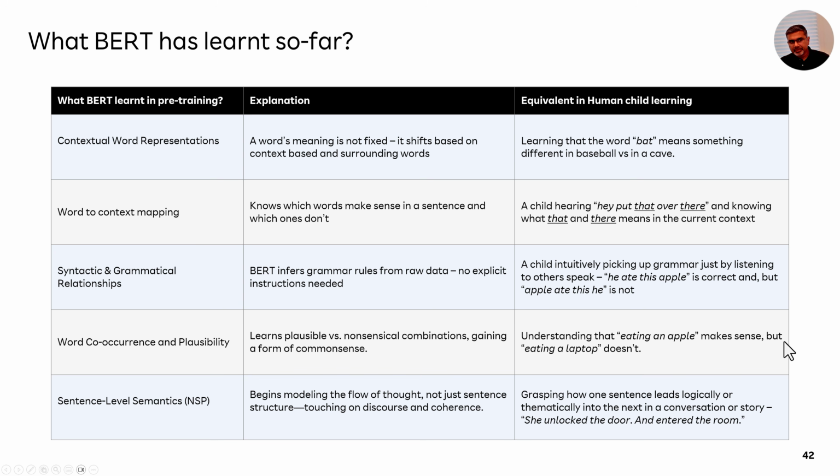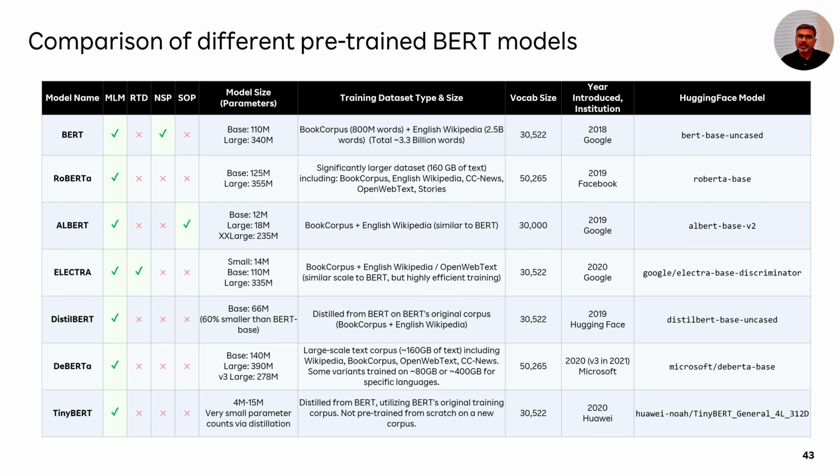Okay. And finally, it has also figured out sentence level semantics, right? Which is, you'd say things like she unlocked the door and then she entered the room, or he made coffee and then she drank it is correct, whereas he drank it and then followed by he made coffee is not correct. Okay, this is what we have taught the encoder-only large language model. It has learned language at this stage.